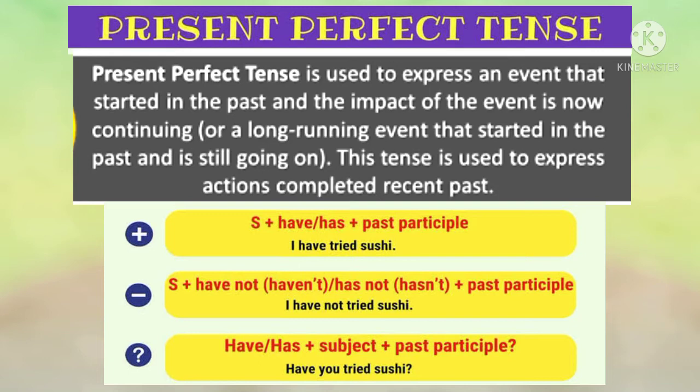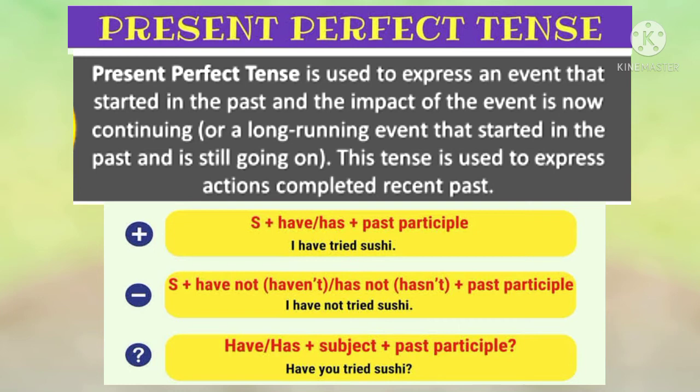Now children, here we have to see that with I we will always use have. Now to make negative sentence out of affirmative sentence, we'll use subject plus have not, haven't or has not, that is hasn't, plus past participle form of verb. Example, I have not tried sushi.